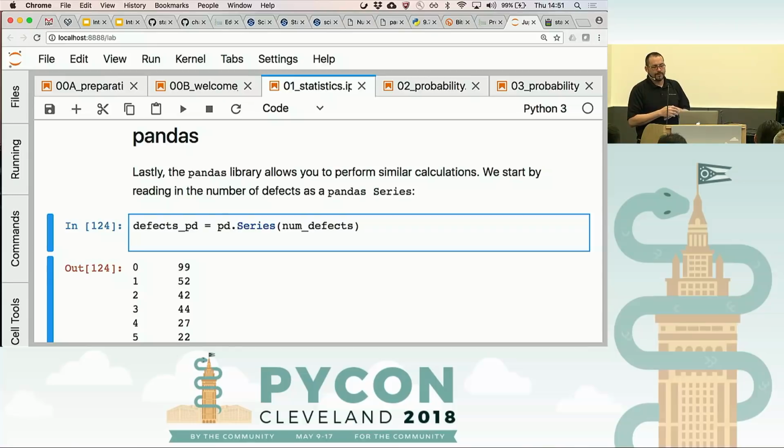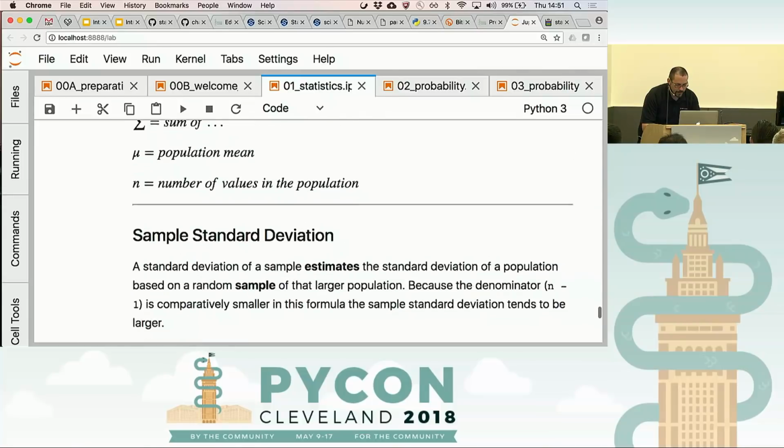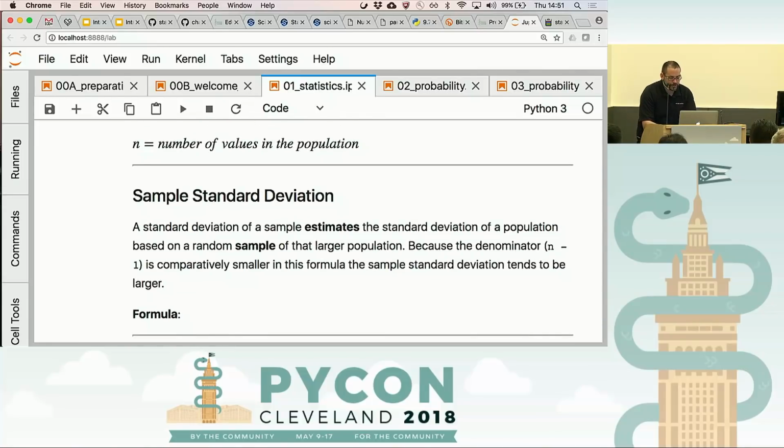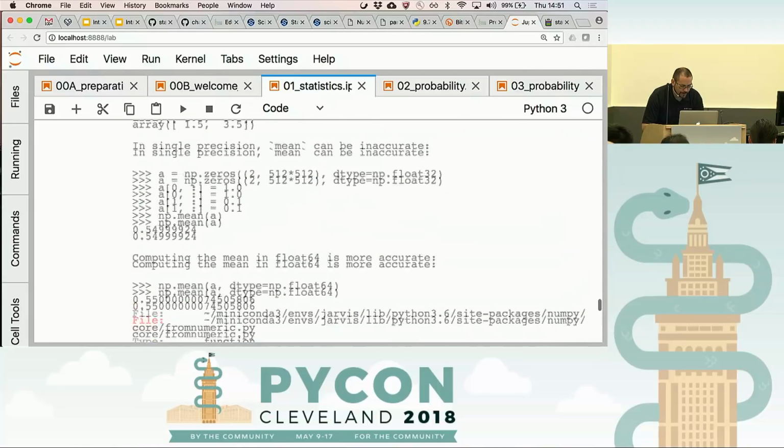For NumPy, SciPy, and Pandas, you already mentioned this, but what kind of standard deviation do they use? Do they use the population, or do they use the sample? All right. So if a standard deviation is larger, it tends to be sample. If it is smaller, it uses population. So let's go back and look.